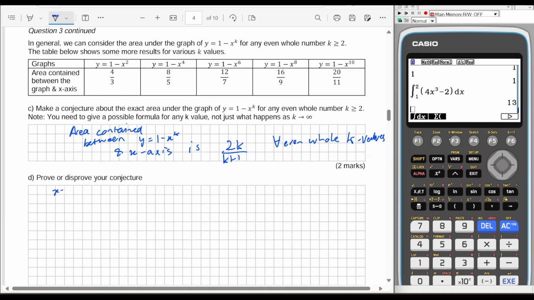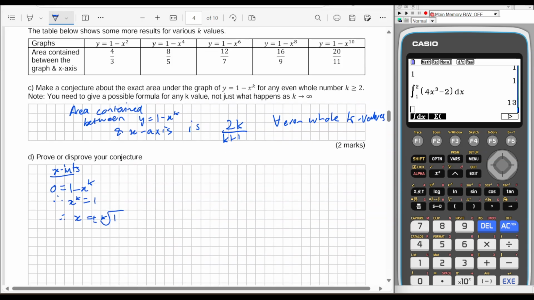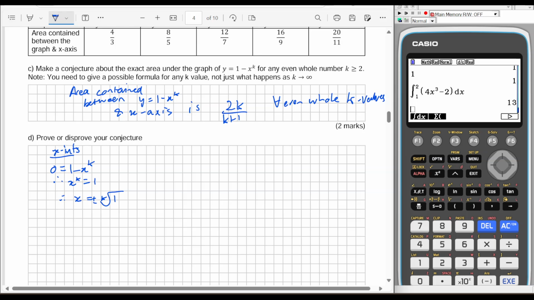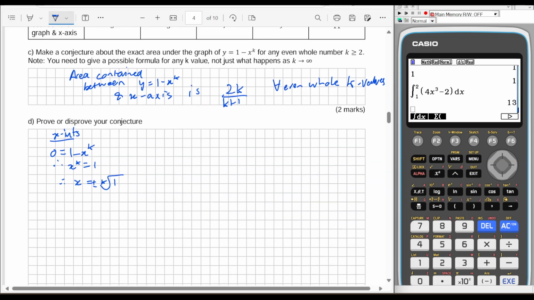So we need to find the x-intercepts first, just like what we did before. So this is going to be 0 is 1 take x to the k. So x to the k is 1. So x is the kth root of 1, plus or minus. Yeah, if you're taking an even root, you do get a plus or minus. If you're taking an odd root, you don't. Since k is even, therefore x is plus or minus 1. So the roots are still the same.